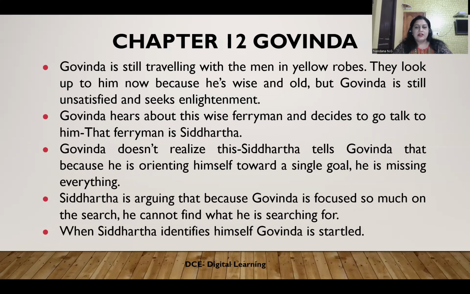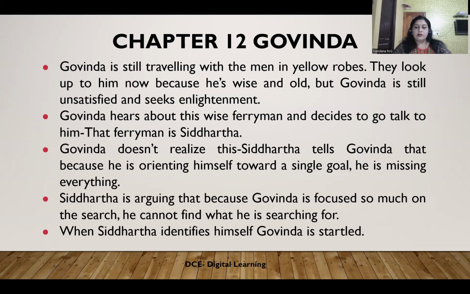Govinda hears about this wise ferryman and decides to go talk to him, and is absolutely surprised that the ferryman is none other than his good old friend Siddhartha. Siddhartha doesn't realize this. Siddhartha tells Govinda that because he is orienting himself toward a single goal, he is missing everything. Remember, this is how Siddhartha also was. He too was blindly pursuing the goal of attaining nirvana while he missed the journey.